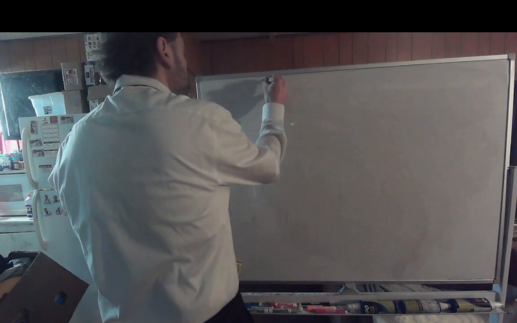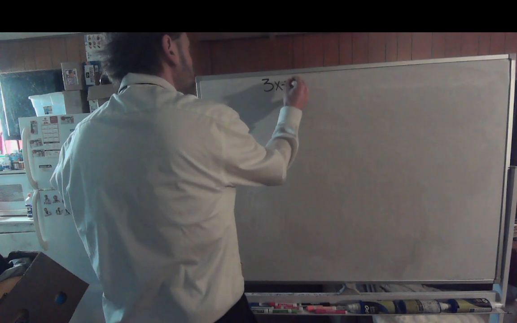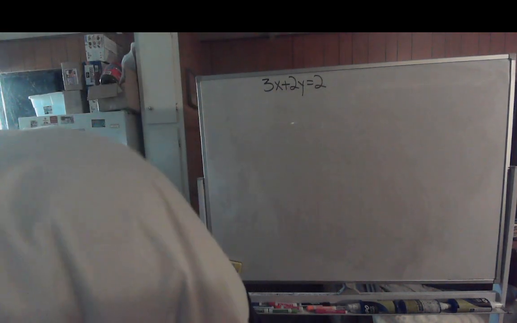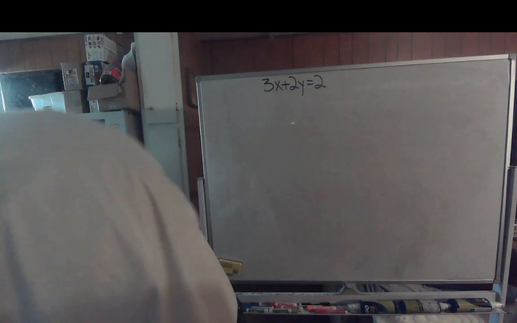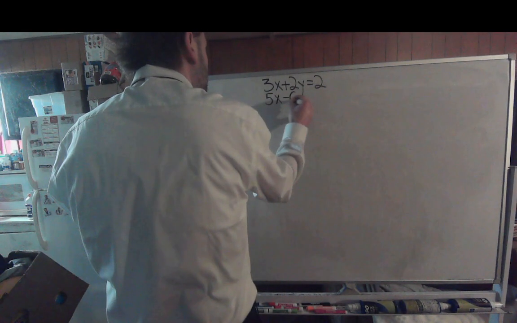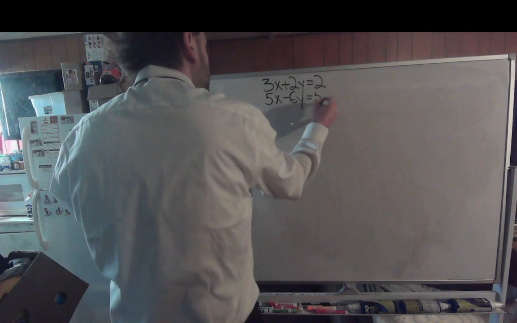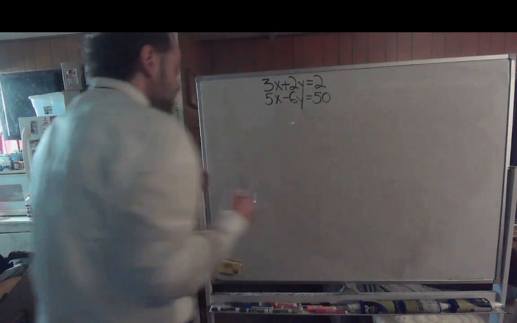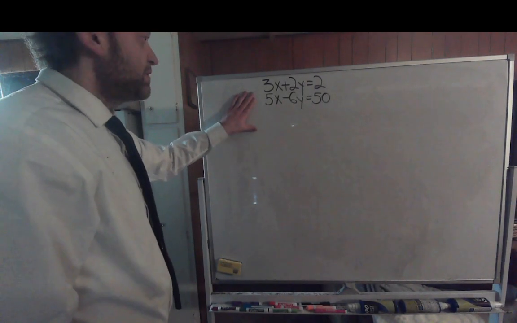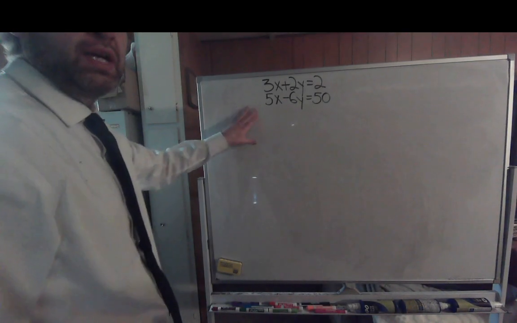Alright. Let's see here. 3x plus 2y equals 2. 5x minus 6y equals 50. So there's your next system. 3x plus 2y equals 2. 5x minus 6y equals 50.